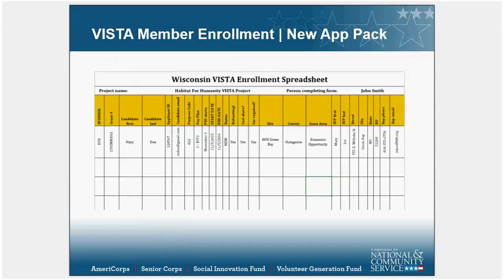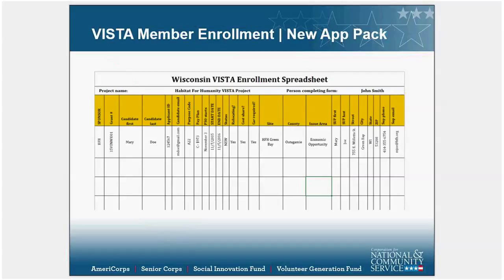All right, so we're going to take a little bit of a closer look at the new spreadsheet. Many of you probably already have been looking at this because India sent it out. I know you guys are actively recruiting now. So we reorganized some of the information from the old app pack and put it into a spreadsheet.